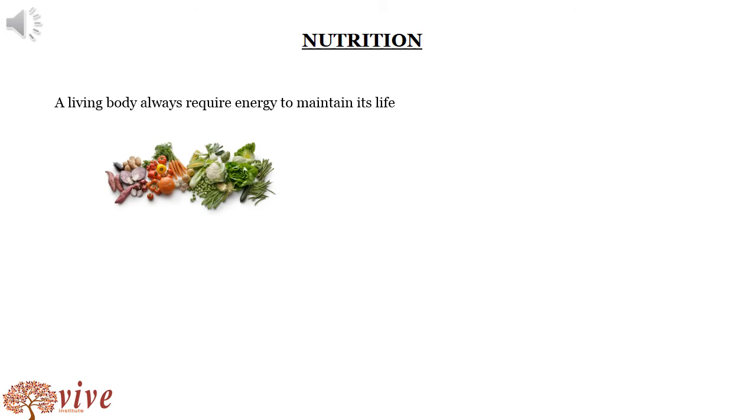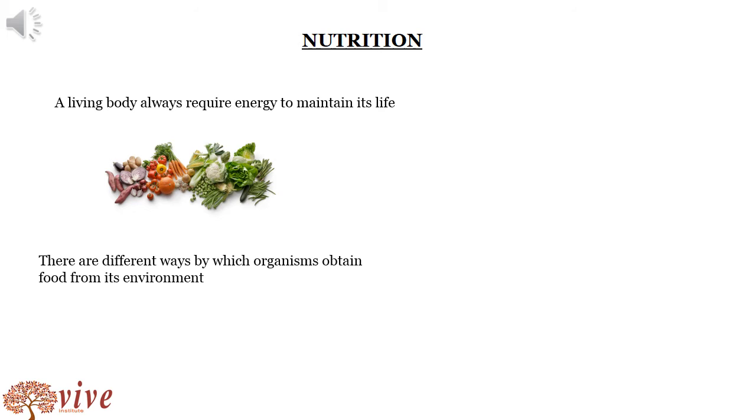We will start with the process of nutrition. A living body always requires energy to maintain its life. In addition, they also need chemicals for growth and repair of the body. Ours is a carbon-based life form. We are dependent on carbon compounds for life. The food that we take has different chemicals that will provide energy to us, and also they will act as the building blocks of the body.